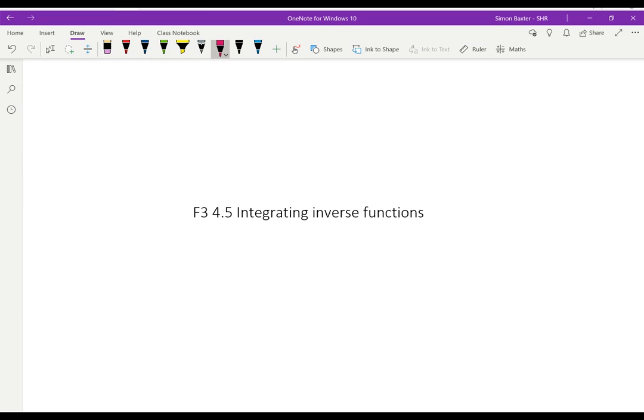In this video, I'm going to look at integrating inverse trig functions and inverse hyperbolic functions. We're going to use a little trick that you have already met.